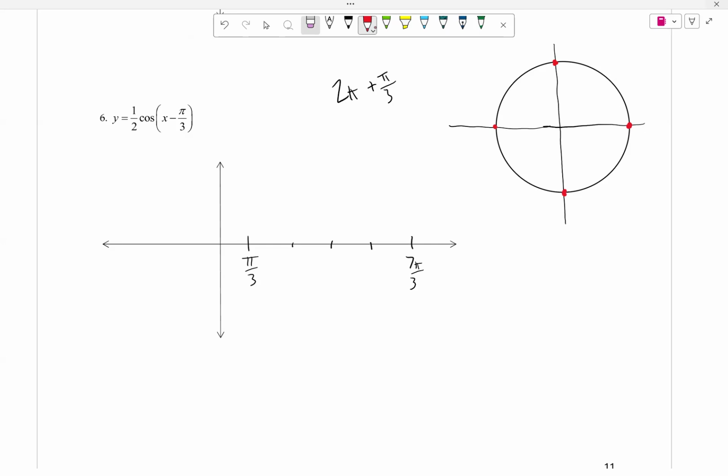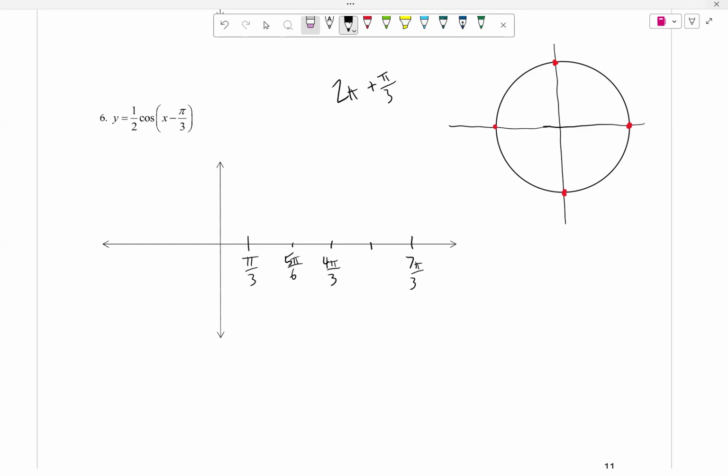Pi. That means that the second tick mark is now 5 pi over 6. What used to be pi has now been added with pi over 3 again, giving 4 pi over 3. Are we sure it's 4 pi over 3? Hopefully you're comfortable enough with your unit circle to say, yeah, I know that's 4 pi over 3.